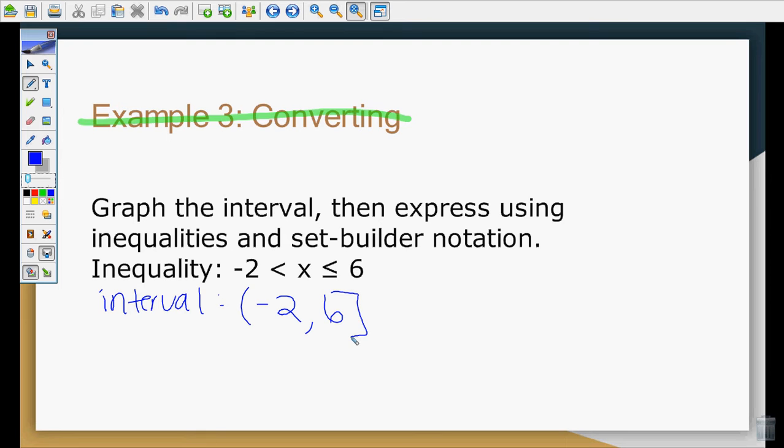Why do you put a parenthesis and a bracket? Because I have included and not included. So parenthesis means not included. Bracket means included. No, I meant a parenthesis and a bracket together. It's a different kind of math.